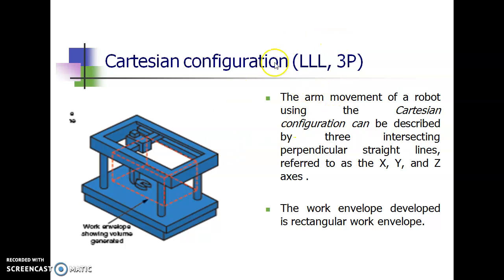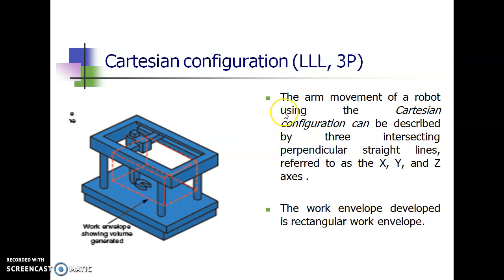Here you can see this is a Cartesian configuration. The Cartesian configuration is denoted as L, L, L because it has 3 linear joints, or otherwise it is denoted as 3P. The P means prismatic joints. There are 2 types of joints, we call them prismatic joint and rotational joint. Because it has 3 linear joints, it can also be denoted as 3P.